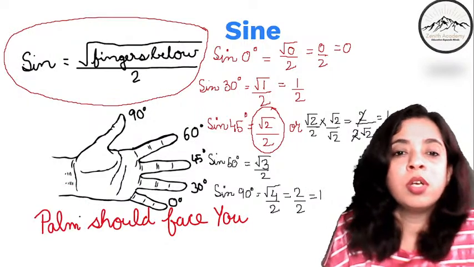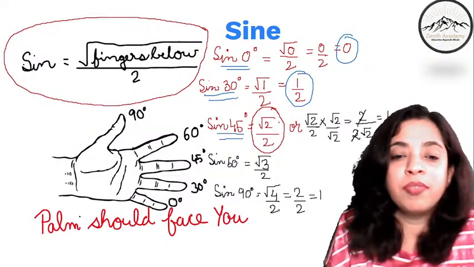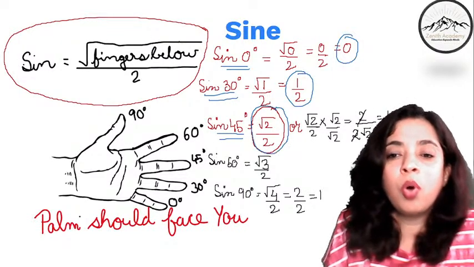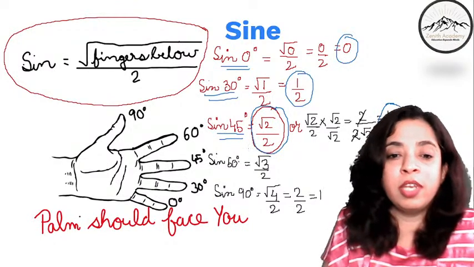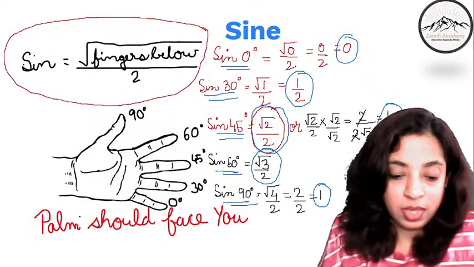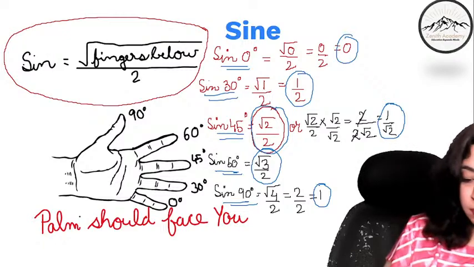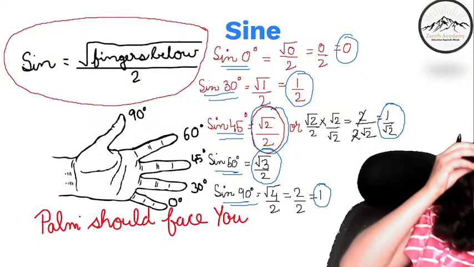Have you understood? So sine 0 is 0, sine 30 is half, sine 45 is either √2 by 2 or 1 by √2, you can use any value. Sine 60 is √3 by 2 and sine 90 is 1. Is that clear to you? Children, is it clear to you?